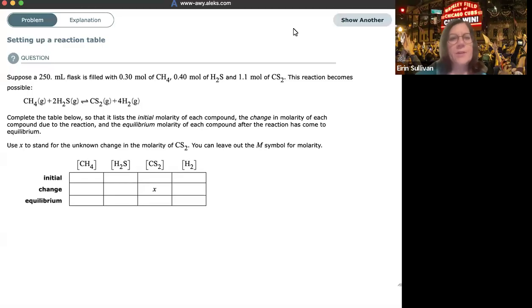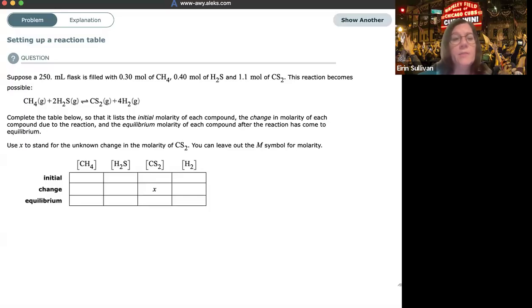Setting up a reaction table. Okay, so the whole idea of an ICE table, or RICE table if you prefer, is to use algebra to relate the changes from the initial concentrations of reactants and products to the concentrations of the reactants and products at equilibrium. So usually it's a case of fill in what you know and work out what you don't know.